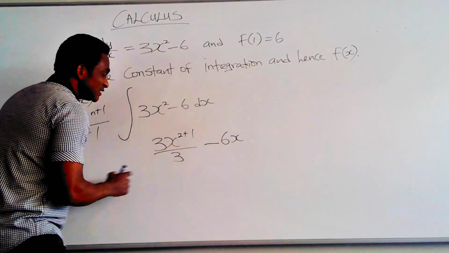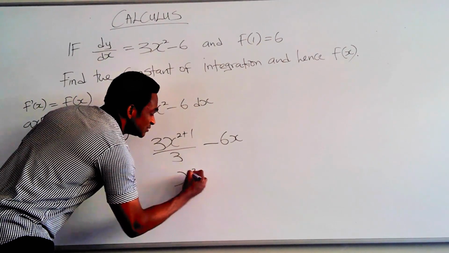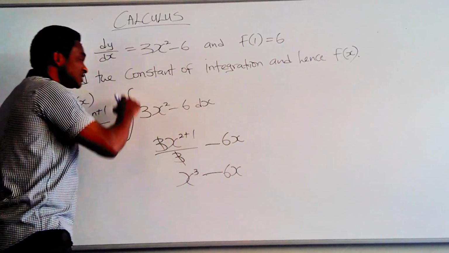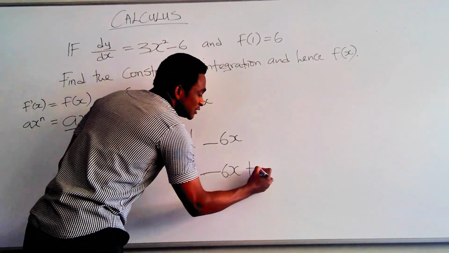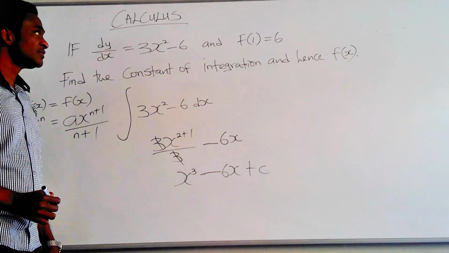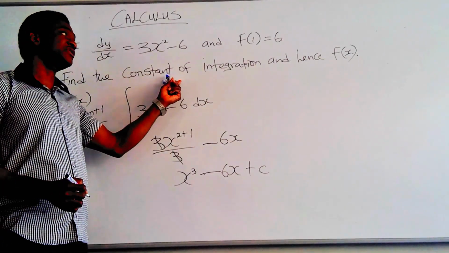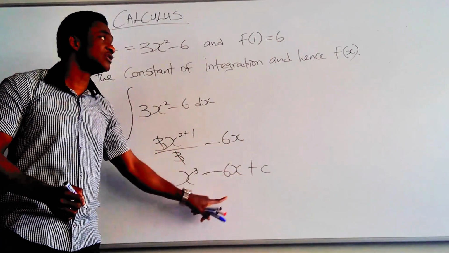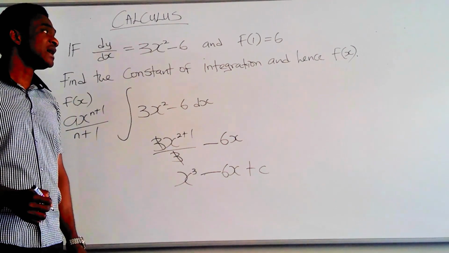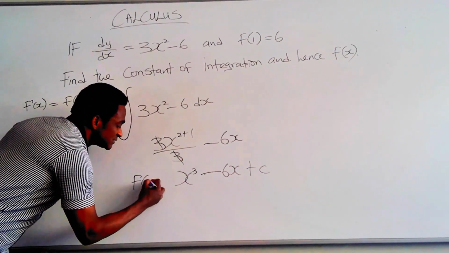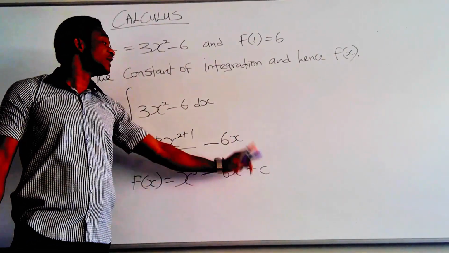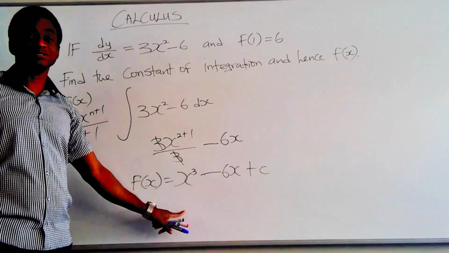Now, let's fully simplify this. It means this gives us x cubed, because the 3 cancels out, minus 6x. But because it's an indefinite integral, we just put plus c, which represents a constant of integration. But they want us to find the constant of integration, because this is not a full expression, this is not a full equation, and use the constant of integration to find our f of x. This should be our f of x. But something is missing, we don't have the value of c, which is the constant of integration. Once we get it, we can get the full equation.